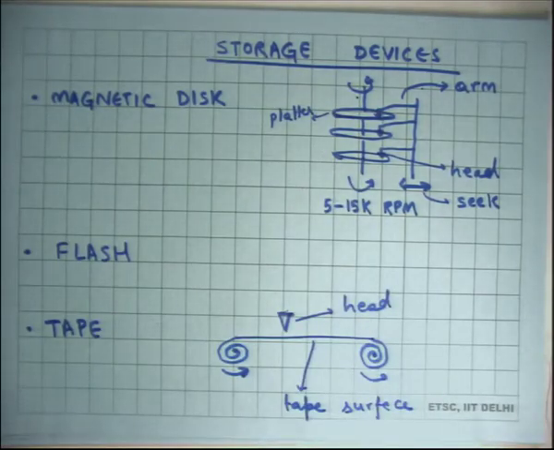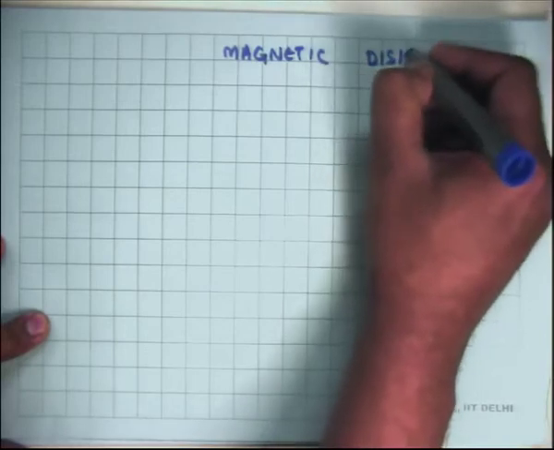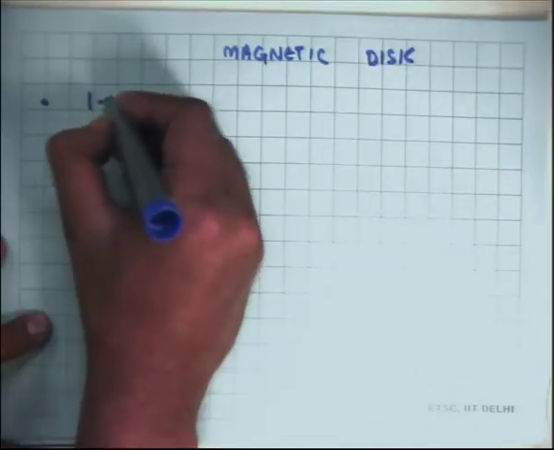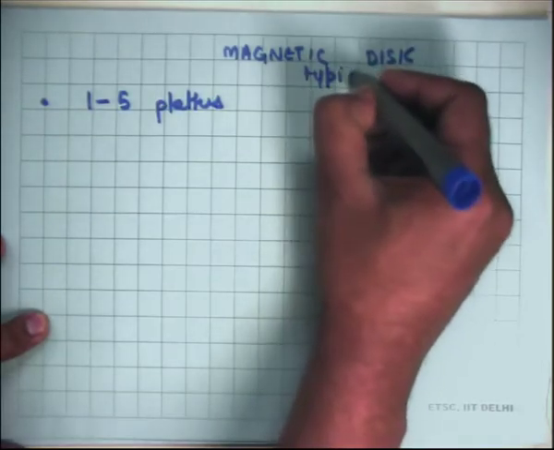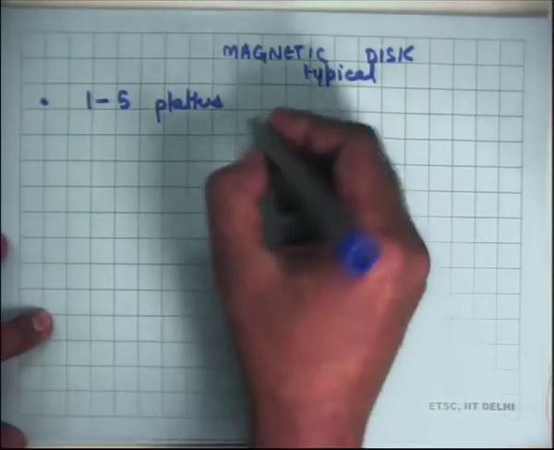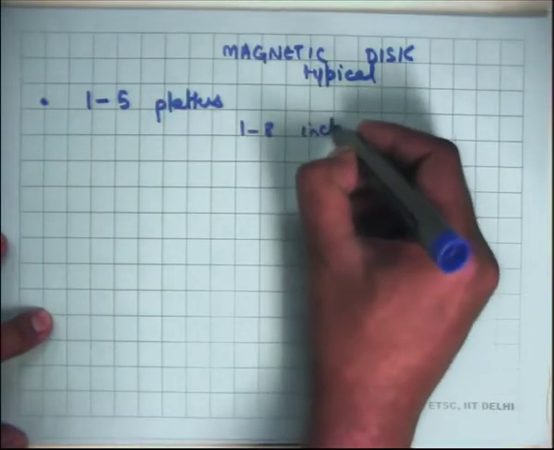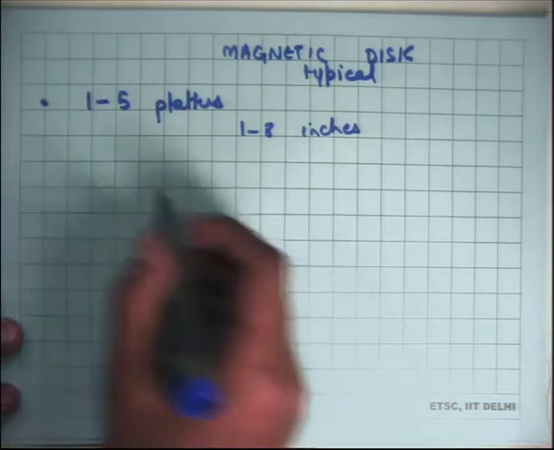Okay, so let's look at the characteristics of these devices in more detail before we talk about file systems. So, the magnetic disk. Typically 1 to 5 platters, roughly 1 to 8 inches in height, right? If you have ever seen a hard disk, you will see that it's a package which is roughly this thick, 1 to 8 inches, and will have 1 to 5 platters in it.